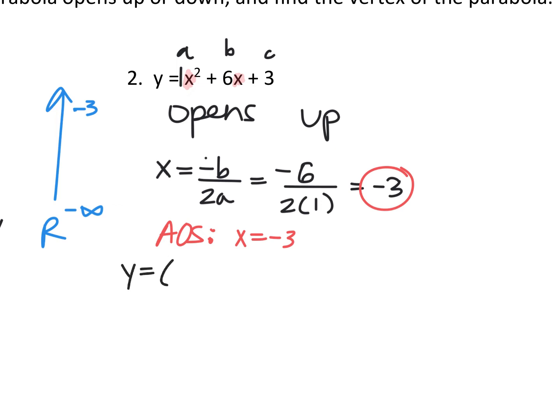Y equals, I'm going to do the parentheses first and then I'll go back. So -3 takes the place of x. And you can evaluate that. You can either do it in your head or use a calculator. I do not mind either way. What's -3 squared? 9. So then plus 6 times -3, that's -18. Plus 3. 9 minus 18 is -9. -9 plus 3 should give me -6.